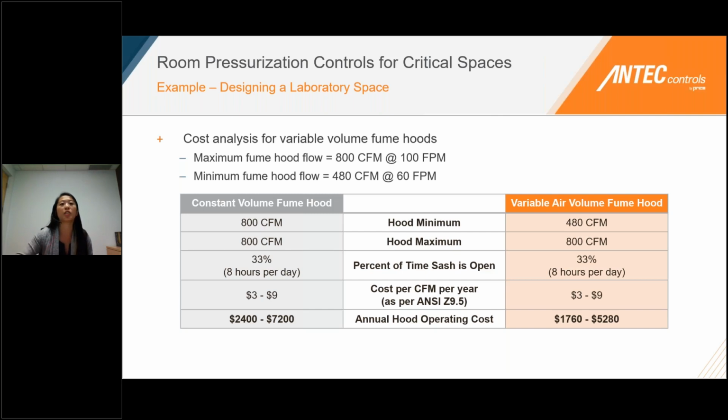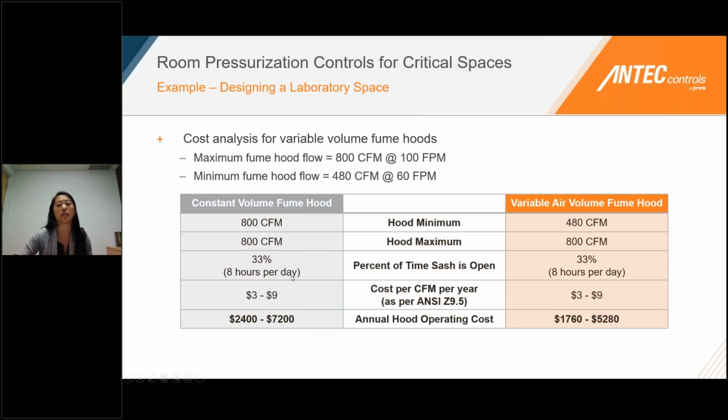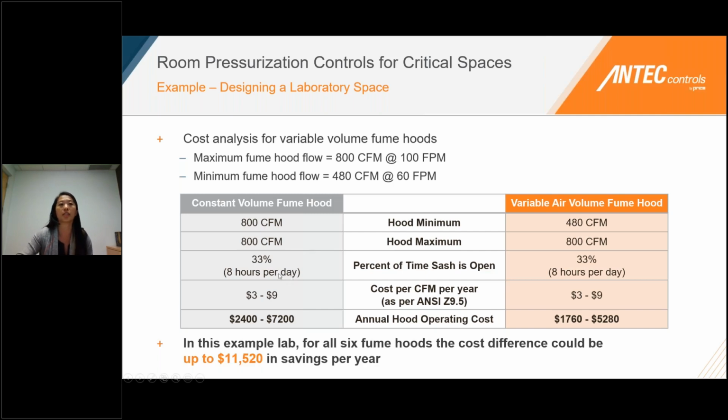So again, going through all those numbers and looking at the total annual hood operating cost, if we were to take the extreme values at $9 per CFM per year for all 6 hoods in this example, you can see that we can save over $11,000 per year for just these 6 fume hoods. And this is giving a pretty generous estimate of the fume hood being used 8 hours per day. So that's saying like all throughout just the whole time that someone's working.